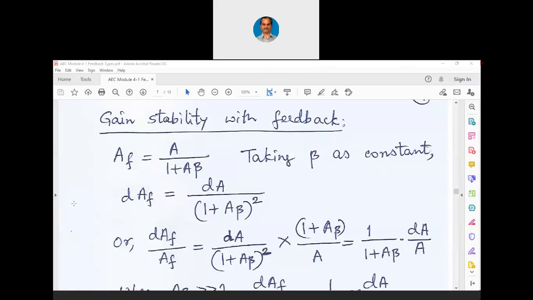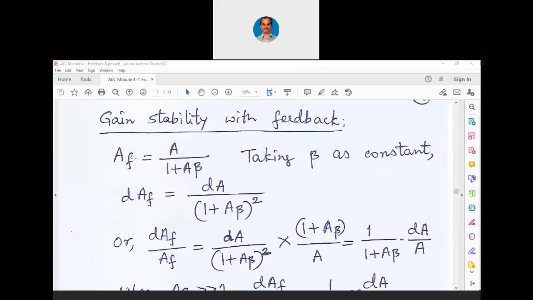In yesterday's class, we had seen the different derivations for different types of feedback topologies. We will continue with the same concept today, and today we will see some of the practical feedback circuits, because till now we have been discussing only the block level circuits. We will see some examples for such feedback circuits. So before that, there is a small derivation again about how gain becomes stable with the feedback.